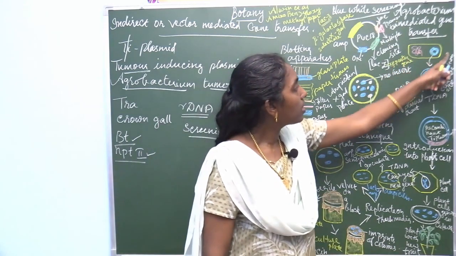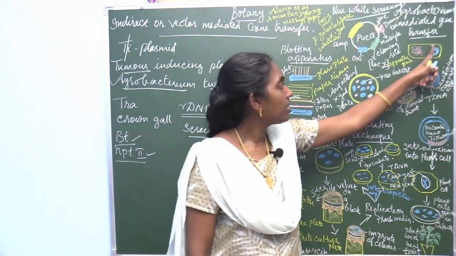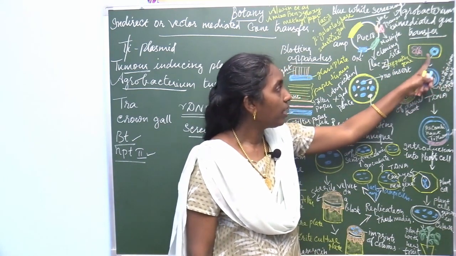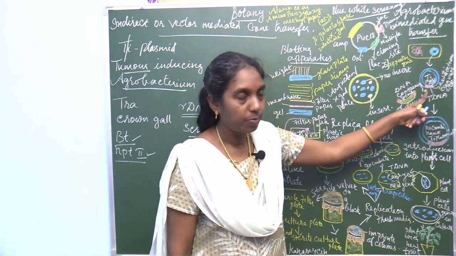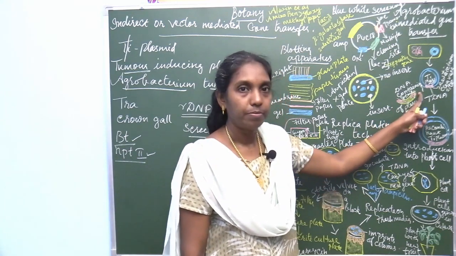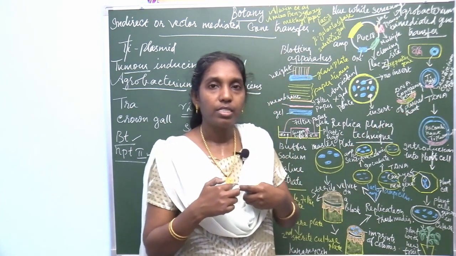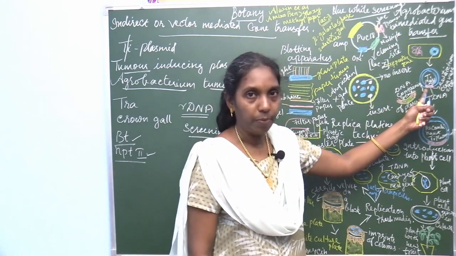So, here is the bacterium Agrobacterium tumefaciens, which contains the Ti plasmid. This is the Ti plasmid. The Ti plasmid is isolated. This is the Ti plasmid and this is the gene of interest. This gene of interest is inserted into the Ti plasmid.